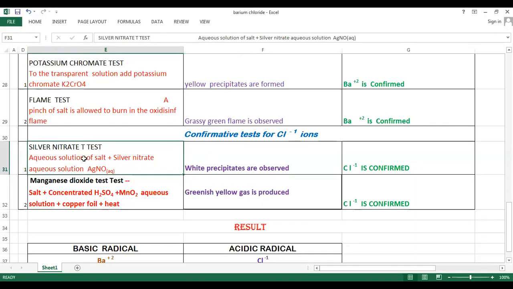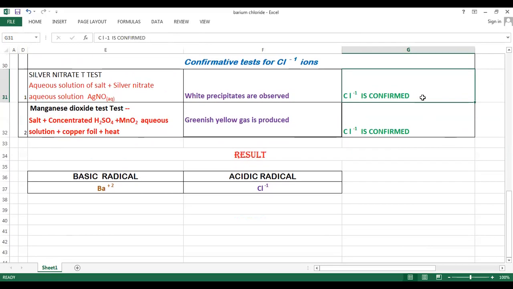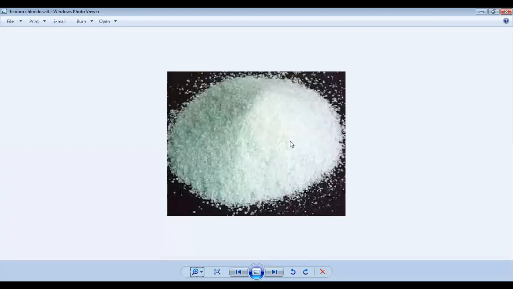Aqueous solution of salt plus aqueous solution of silver nitrate, we get white precipitates, and this confirms the presence of Cl minus as an acidic radical. So we can conclude here: the basic radical is Ba+2 and the acidic radical is Cl minus. Thus the salt which was given to us was nothing but barium chloride salt. So this salt which was given to you was the barium chloride salt.